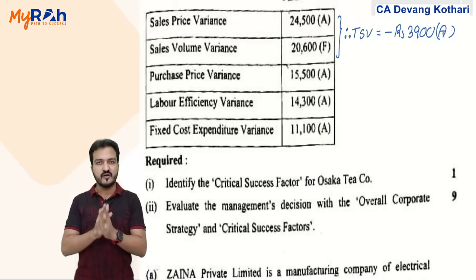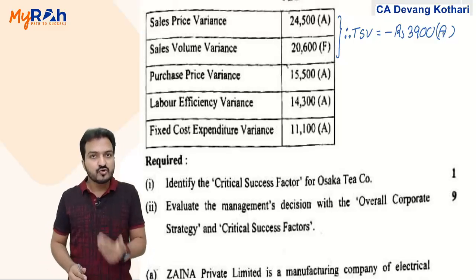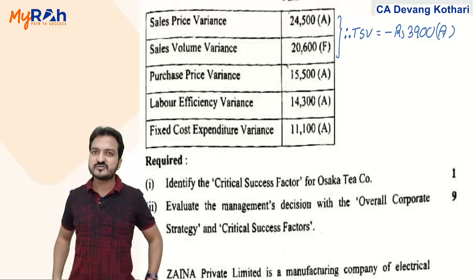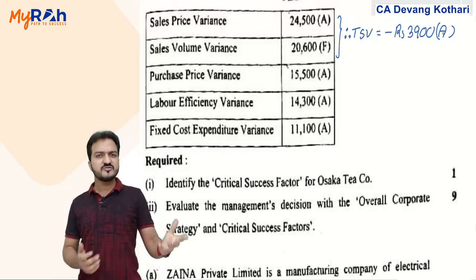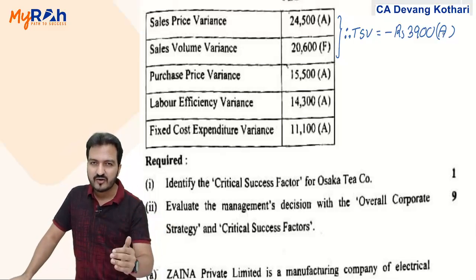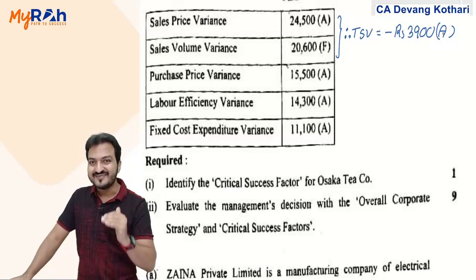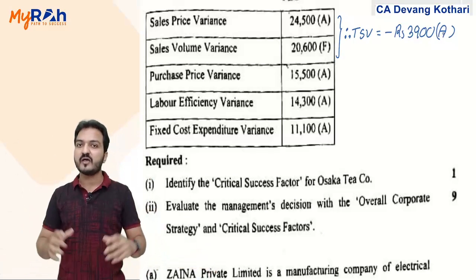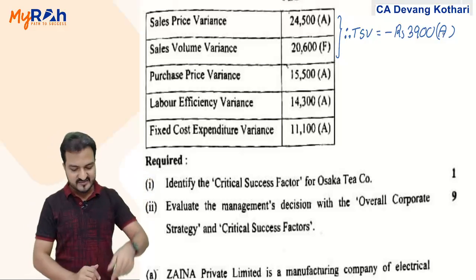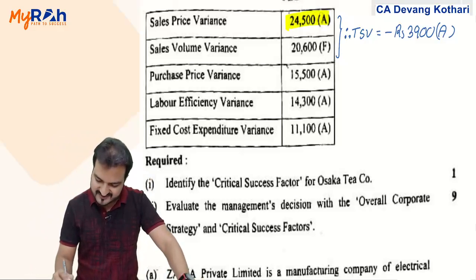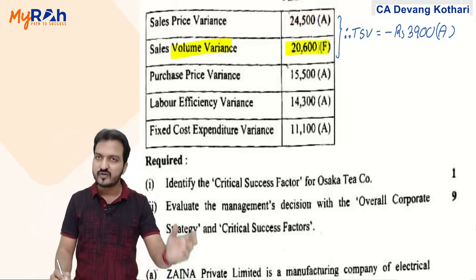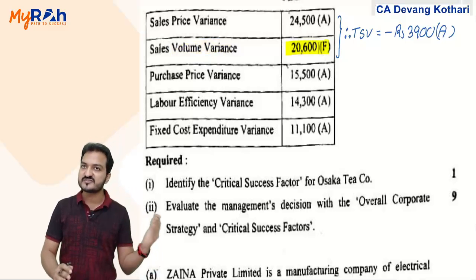Now that itself gives me one interpretation, that the management proposal of decreasing the price has not given a positive impact. Management thought that if we decrease the price by 5%, then there will be a tremendous increase in volume so that my company will benefit as a whole. Did they benefit as a whole? No. By decreasing the price, they lost sales of 24,500, but by increase in volume, they gained extra only 20,600. Net effect, total sales decreased.